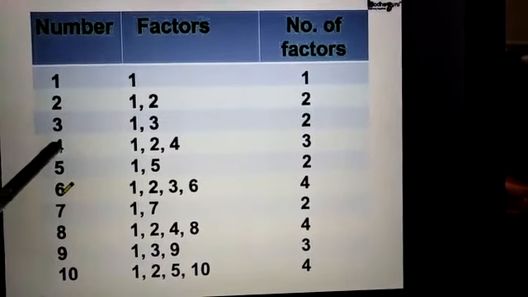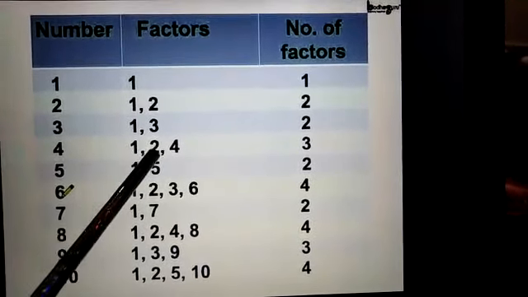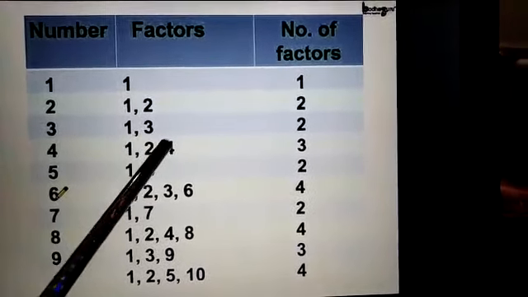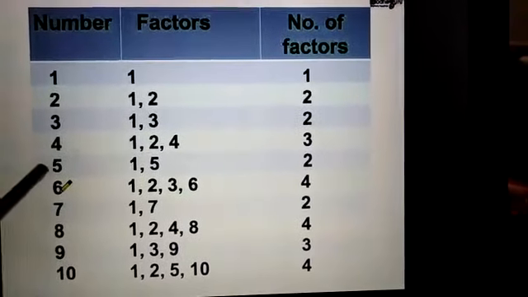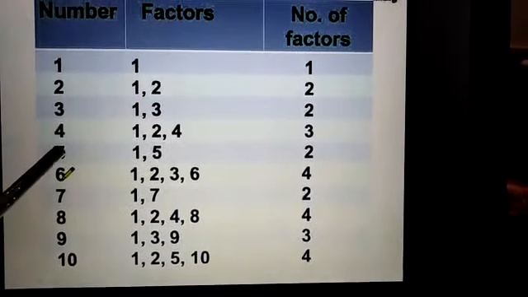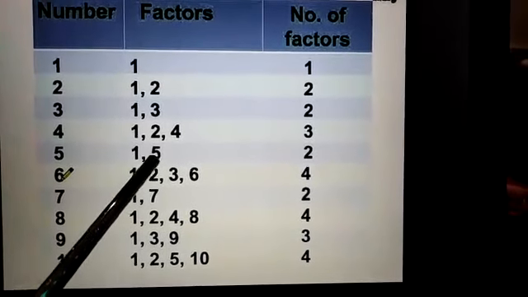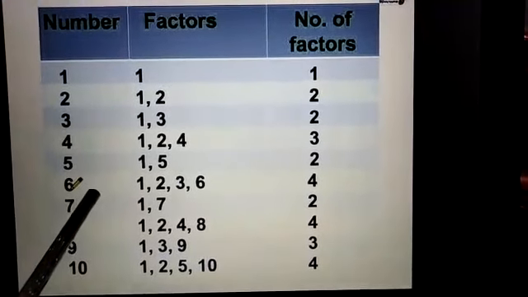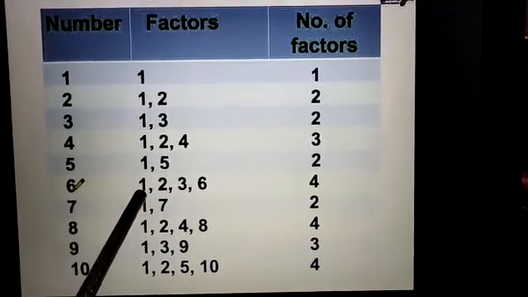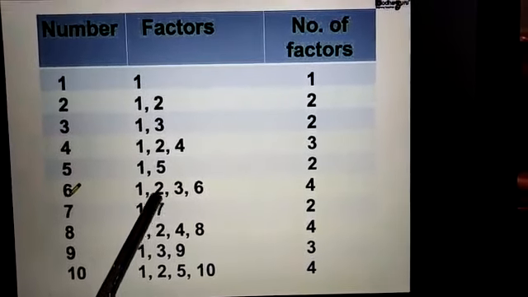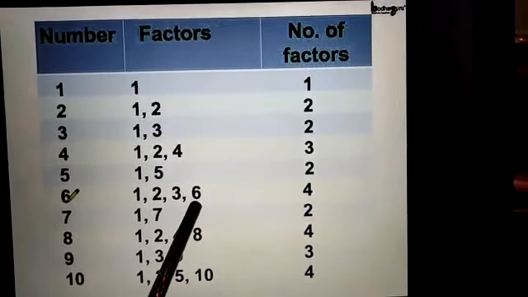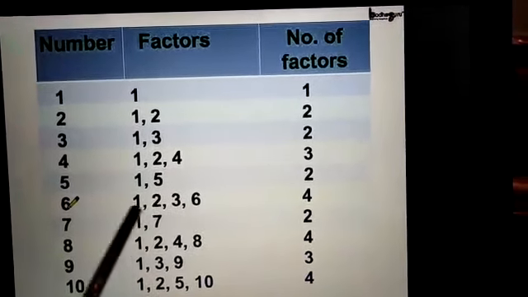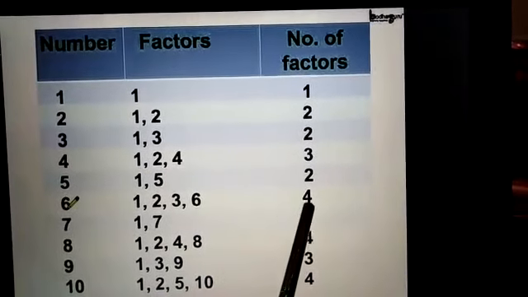And 4 is divisible by 1. 2 2s are 4, so 2 and 4. 4 1s are 4. So how many factors? 1, 2, 3. So the number of factors is 3. Similarly 5 is divisible by 1 and 5. So how many factors are there? There are only 2 factors. Okay, now 6 is divisible by 1. 1 6s are 6, 2 3s are 6, 3 2s are 6, and 6 1s are 6. So how many factors? 1, 2, 3, 4. There are 4 factors. So the number of factors is equal to 4.